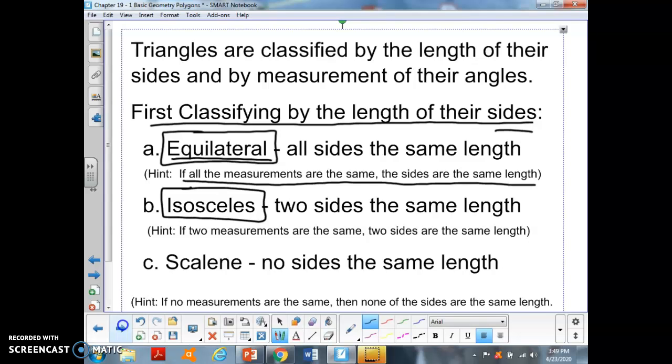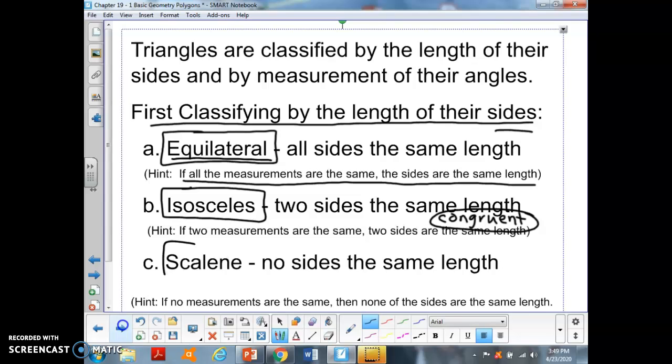Number 2, an isosceles triangle. An isosceles triangle is a triangle with at least 2 sides the same length. When we say same length, another word for that is congruent. So if you've heard that word before, congruent means the same length. Again, you can look at the measurements today. If 2 measurements on the inside of the angles are the same, 2 sides will be the same length or congruent, and you'll be able to say that's isosceles.